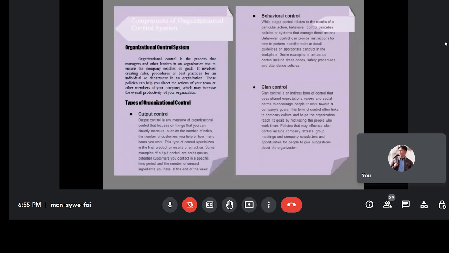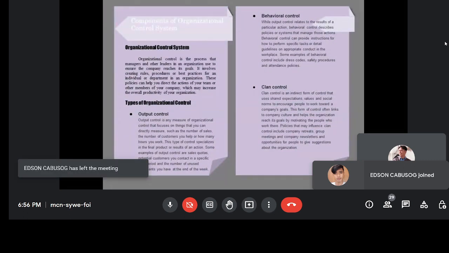Types of organization control. Output control. Output control is any measure of organization control that focuses on things that you can directly measure, such as the number of sales, the number of customers you may have, or how many hours you work. This type of control is specialized in the final product or results of an action. Some examples of output control are sales quotas, potential customers you contact in a specific time period, and the number of unused ingredients you have at the end of the week.